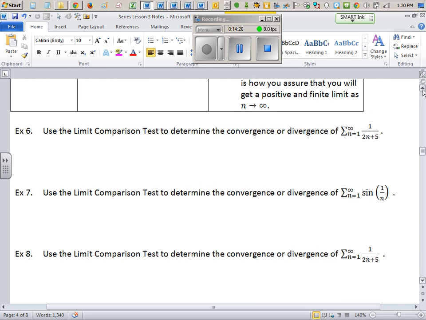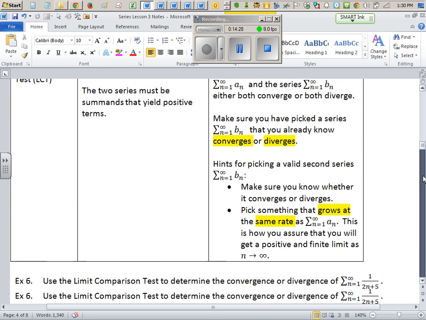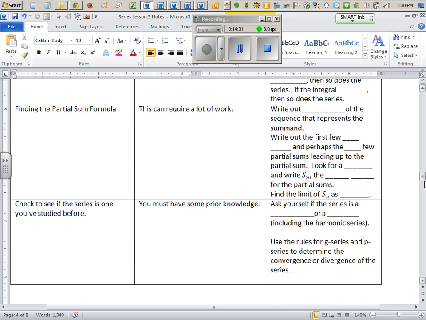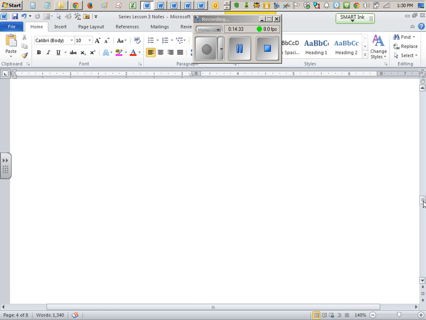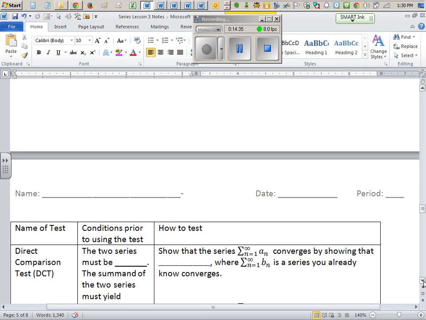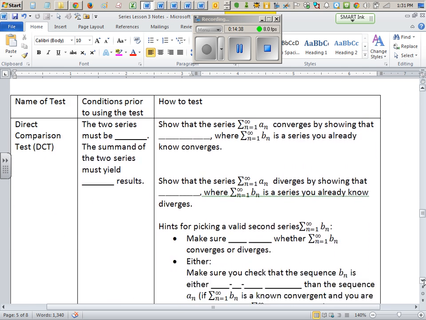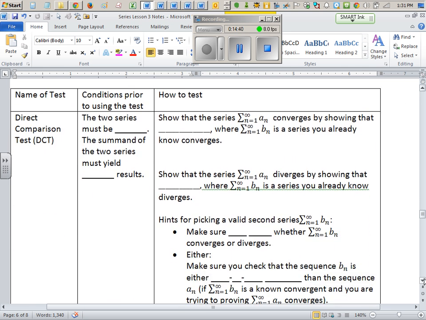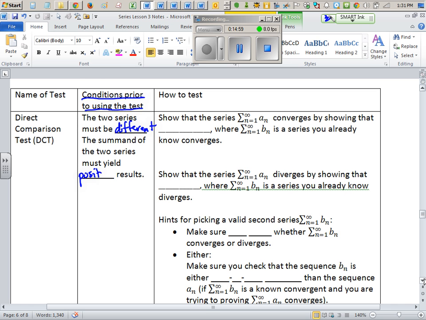Okay, so let's go on and look at our first set of examples, page 2 there. The direct comparison test. Oh, let me go over this first. You have to kind of fill this table in first. Before you can use the test, conditions prior to using the test. The 2 series must be different, okay? You can't compare 2 things that are the same. So you have to make sure you're picking 2 different series, and the summand of these 2 series must yield positive results.